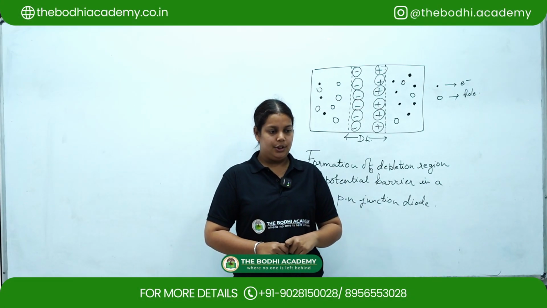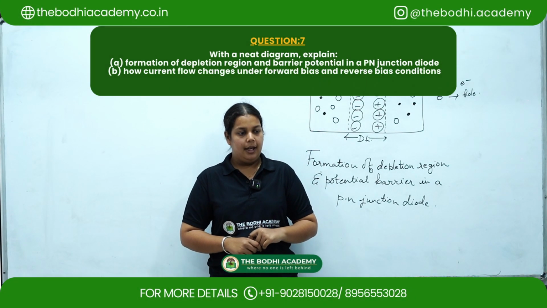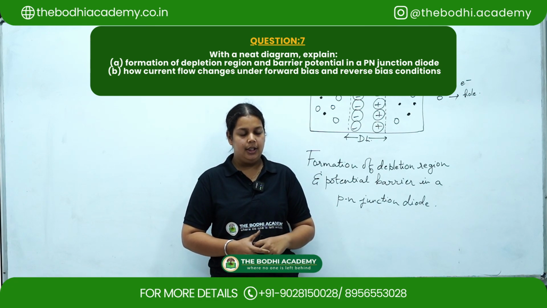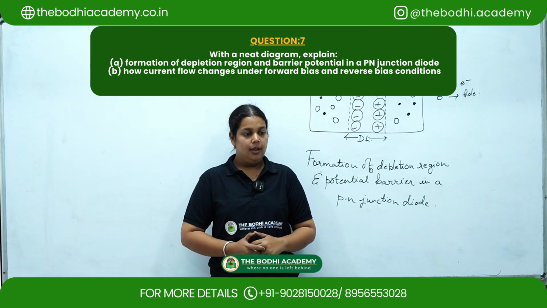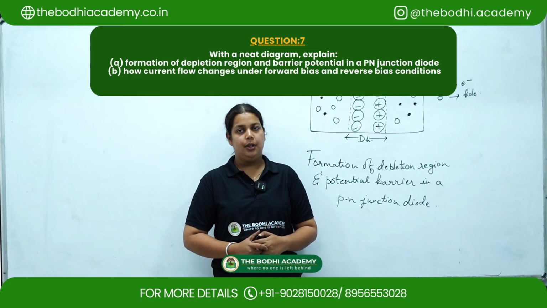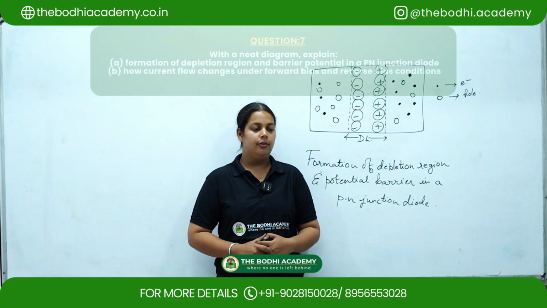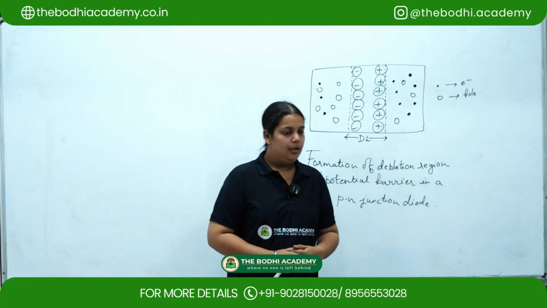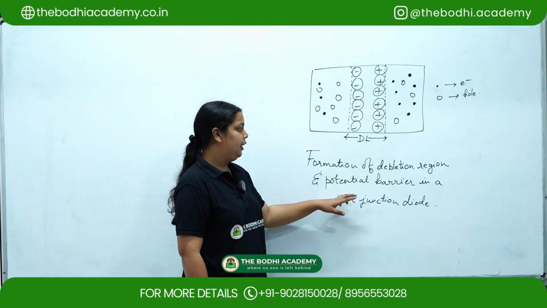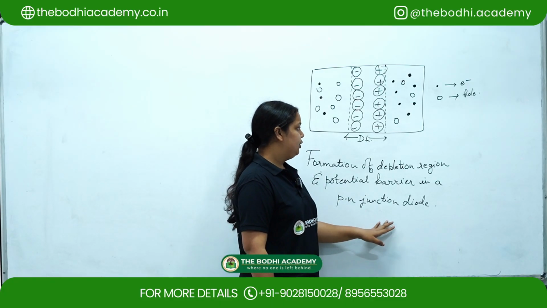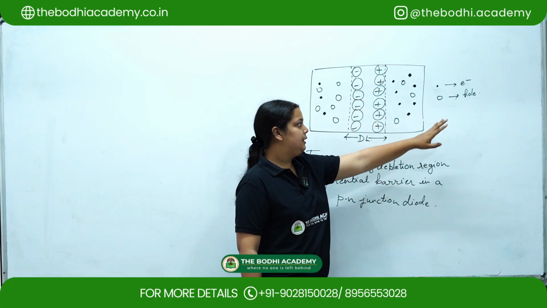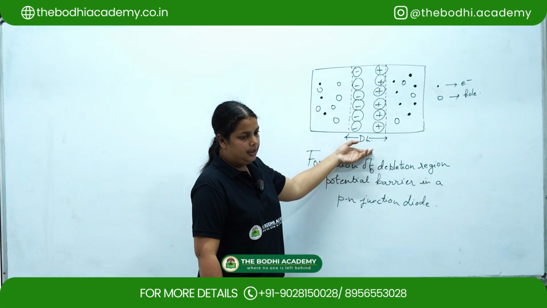Coming to the next question, with a neat diagram, explain the formation of the depletion region and barrier potential in a PN junction diode, and how does the flow of current through the junction change during the forward bias condition and for the reverse bias condition. So we have a diagram showing the formation of the depletion region and potential barrier in a PN junction diode. The dot represents electrons and the circle represents the hole, and this is the depletion region.